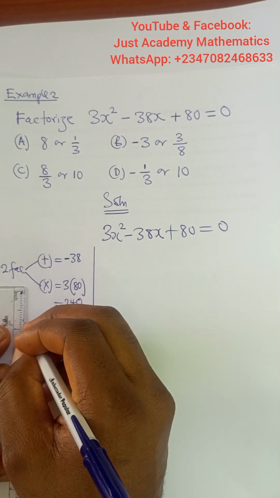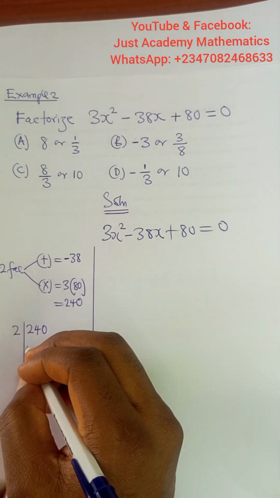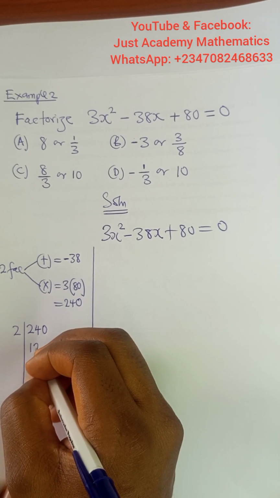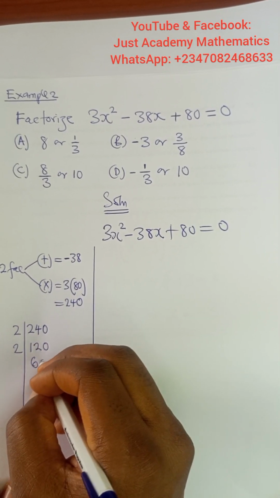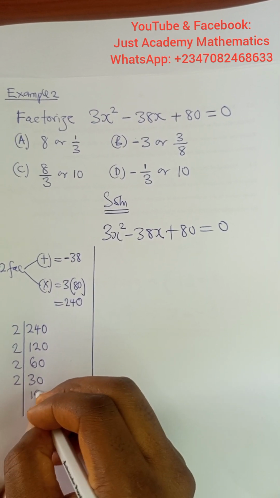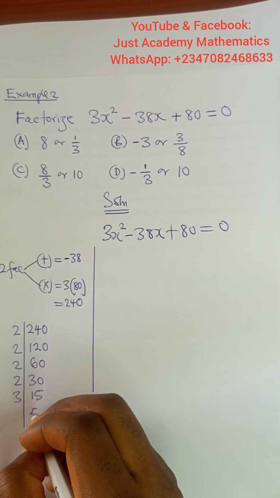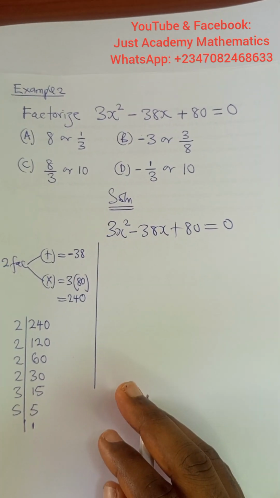Watch and see what I will do. So here, 2 going to 240 is 120. 2 going to 120 is what? 60. 2 going to 60 is 30. 2 going to 30 is 15. 3 going to 15 is 5. 5 going to 5 is 1. Now, do you know the meaning of this now?